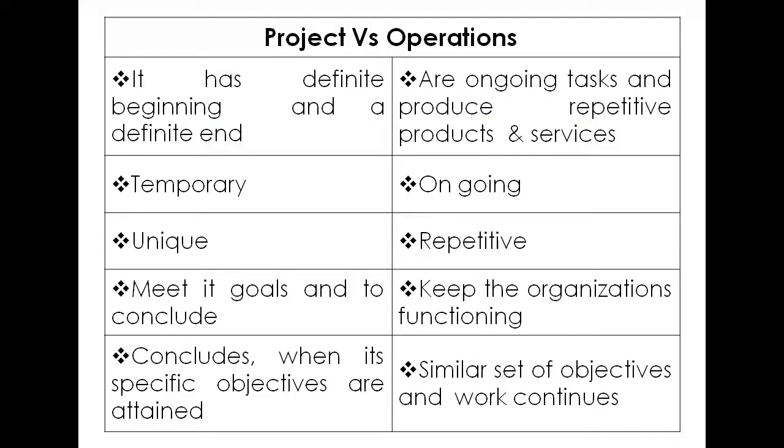What is the difference between a project and operations? A project has a defined beginning and a definite end. Operations are ongoing tasks that produce a repetitive product. Operations are one part of the project. Once the project stops, the operations go on in some mode, like maintenance.